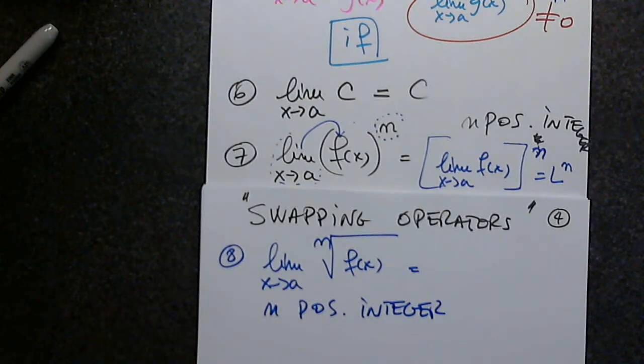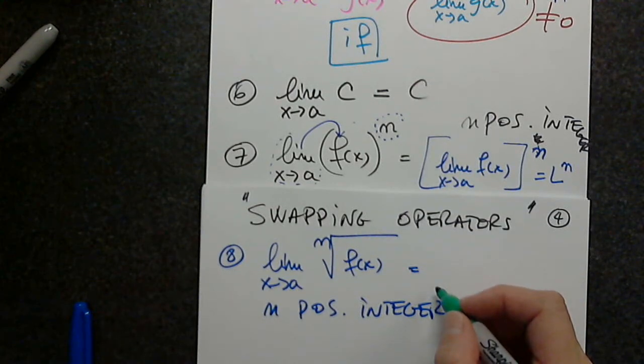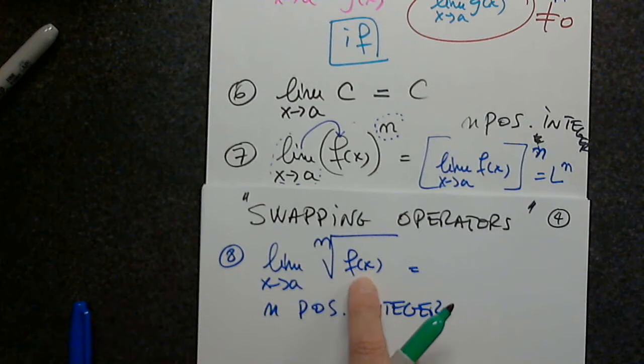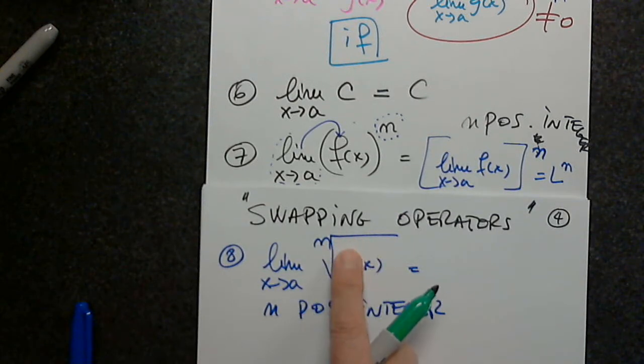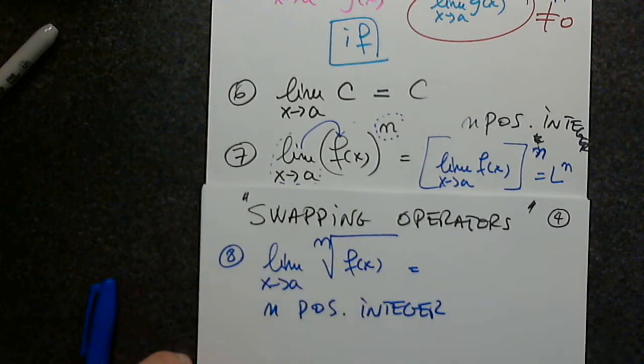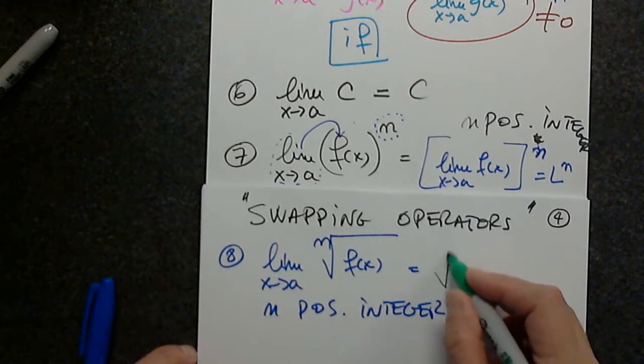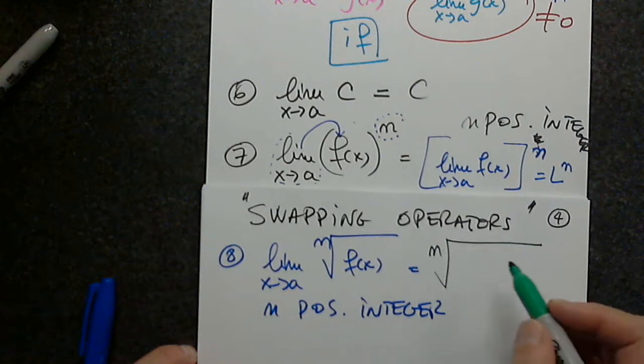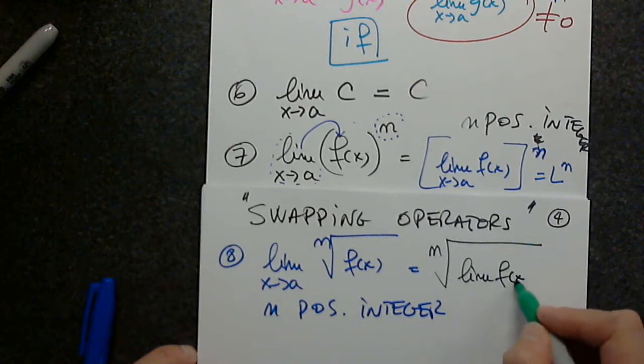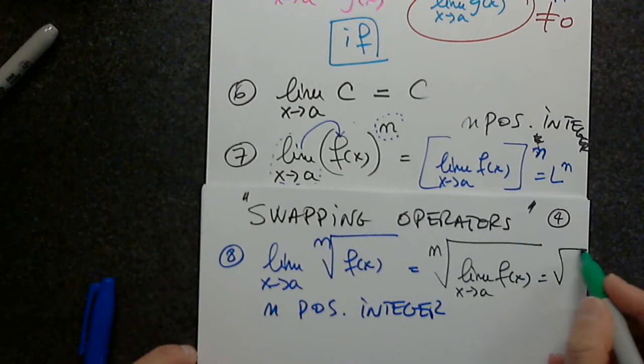If it's even, of course, the quantity under the square root or the fourth root has to be positive. Of course, those have to be considered. So what do you think this will equal to? You notice that the nth root is closer to f. I have to perform this, in other words, and then apply the limit, right? But I'm allowed to swap the operators under certain conditions. What do you think the answer would be? The nth root of the limit of f of x as x approaches a, which is the nth root of L.